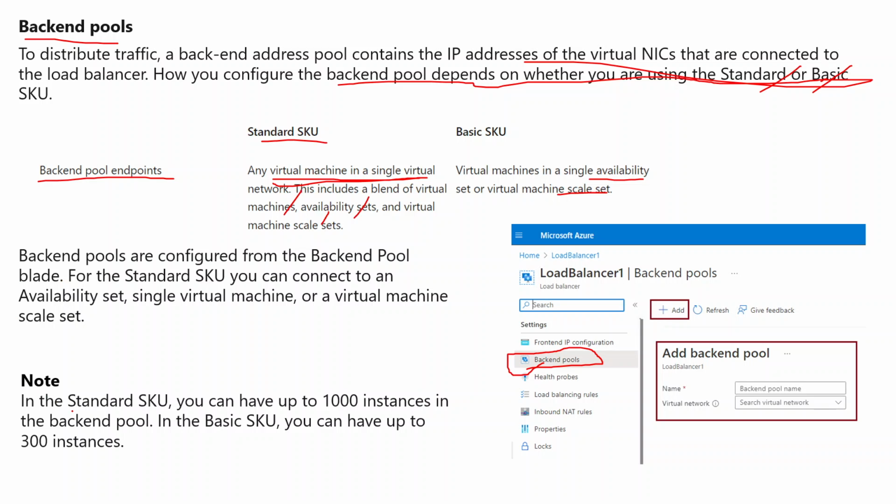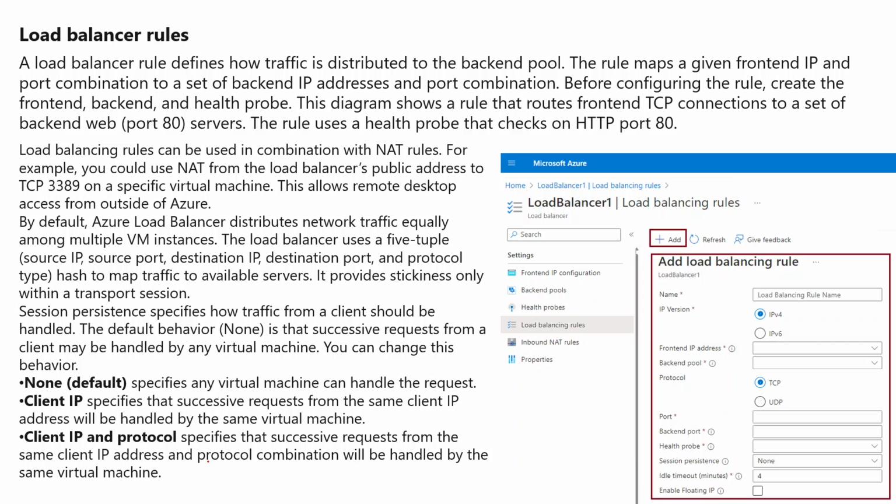As we have already discussed, in standard SKU you can have up to 1,000 instances in the backend pool, whereas in basic SKU you have 300 instances. When we go through this lab, you will understand exactly how to configure a load balancer, how to configure a front end, and how to configure a back end.